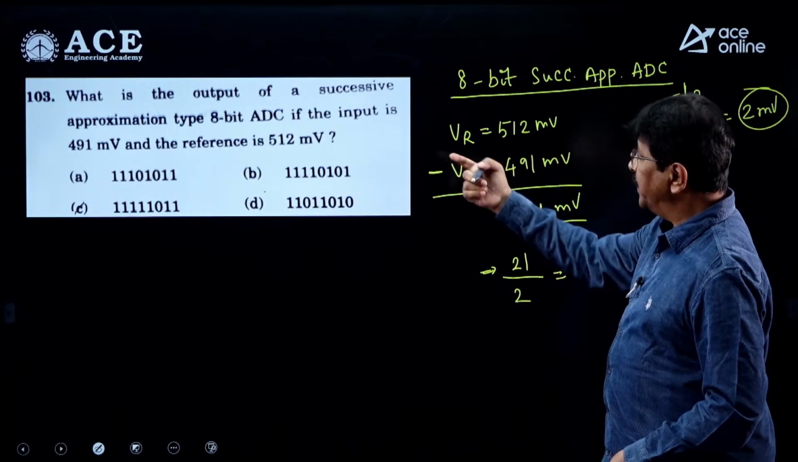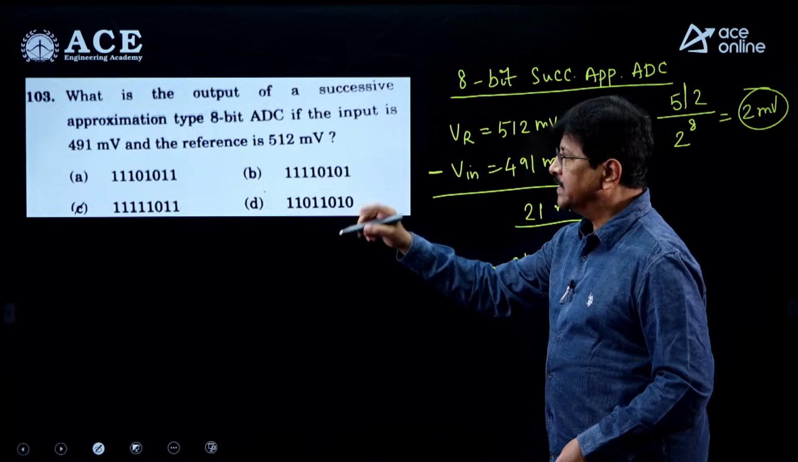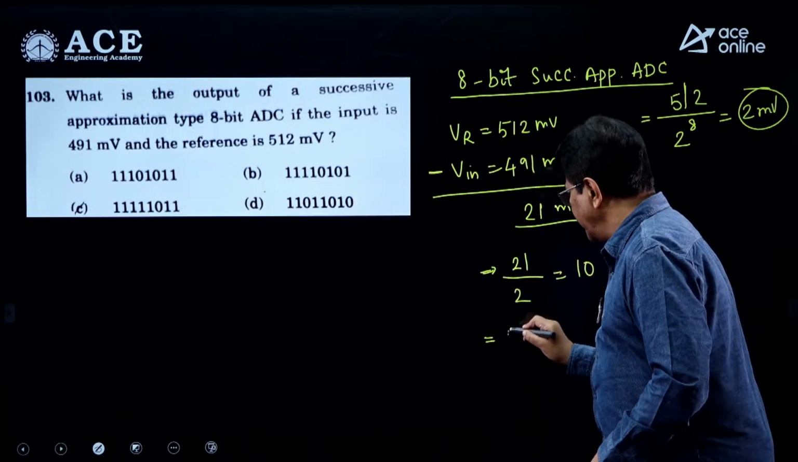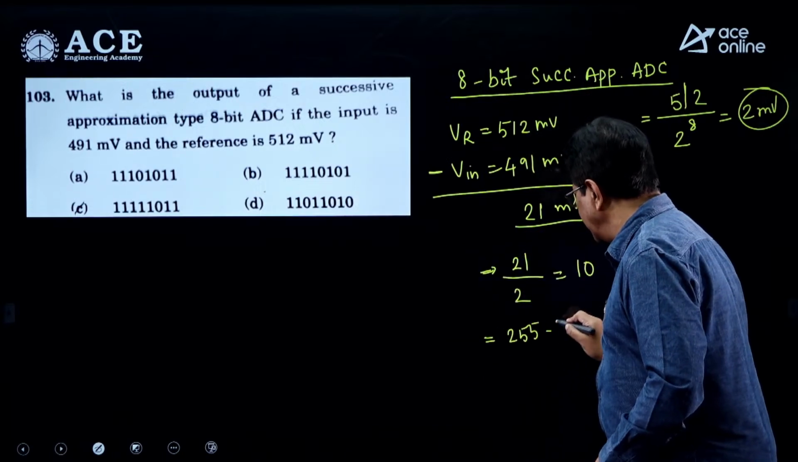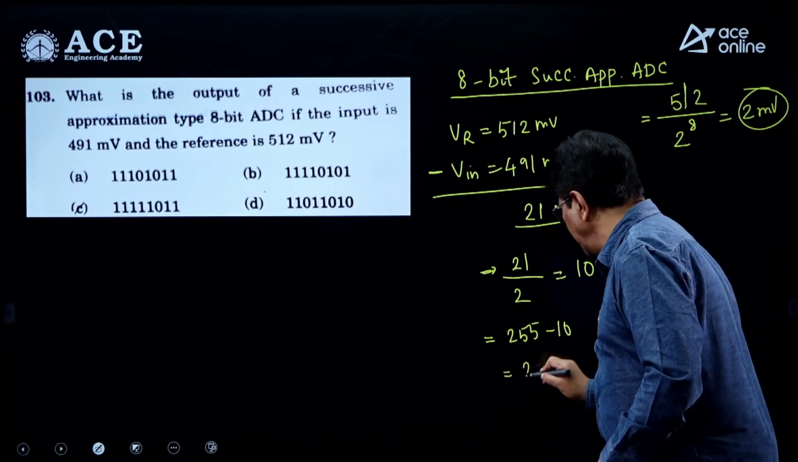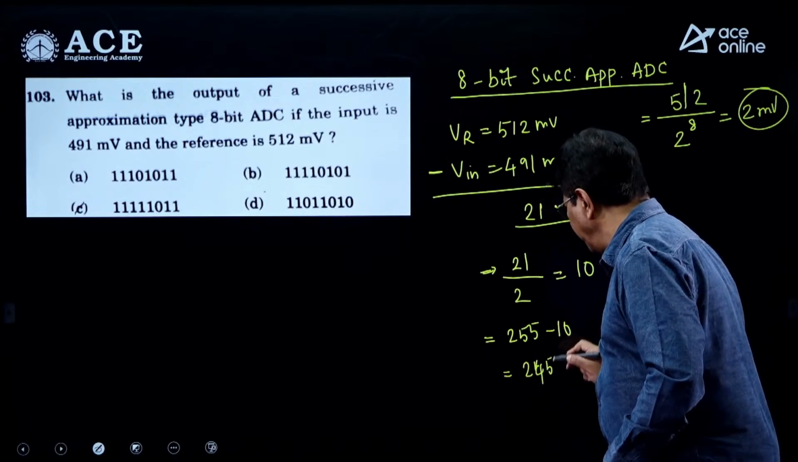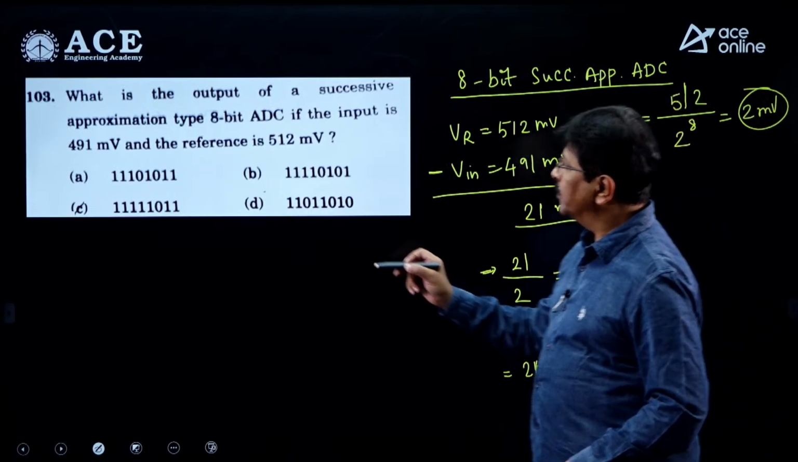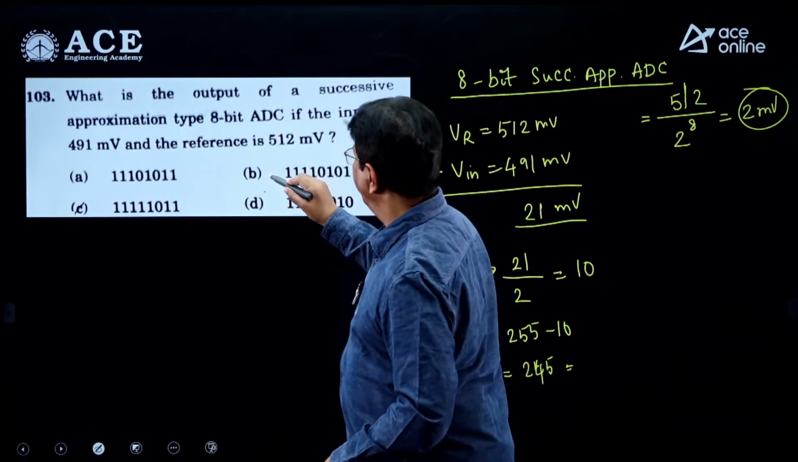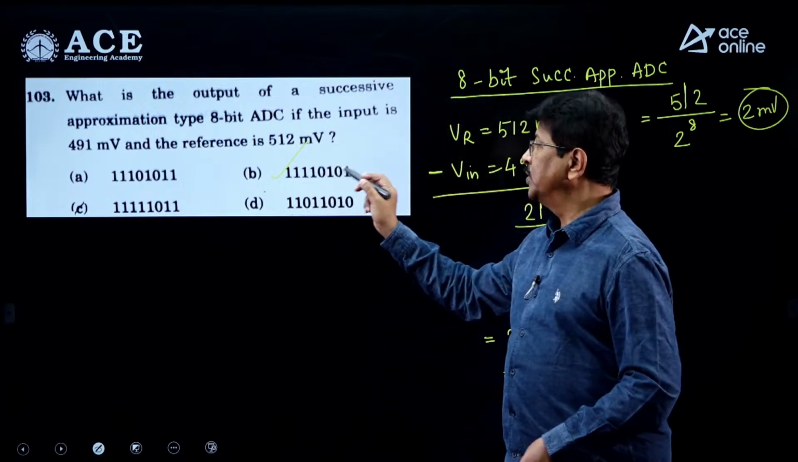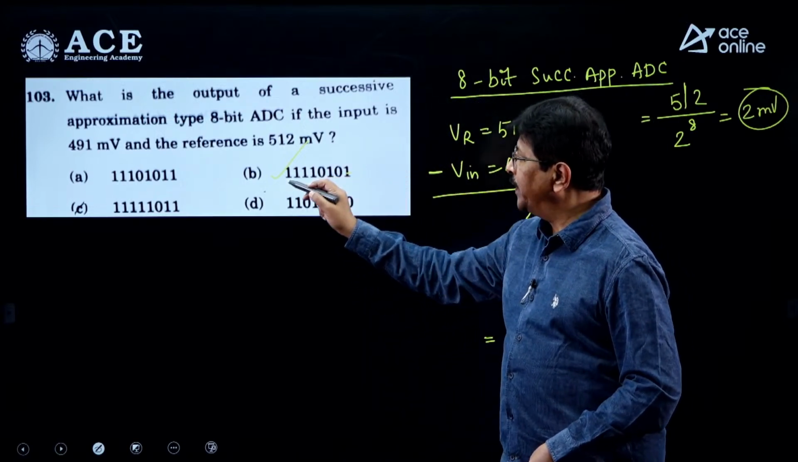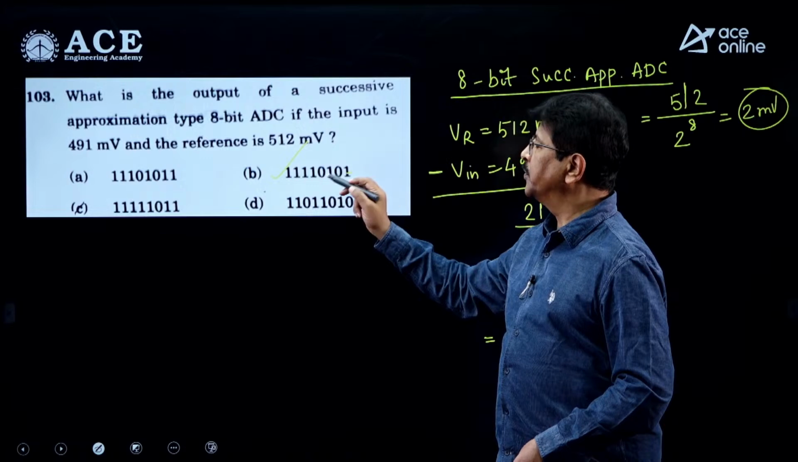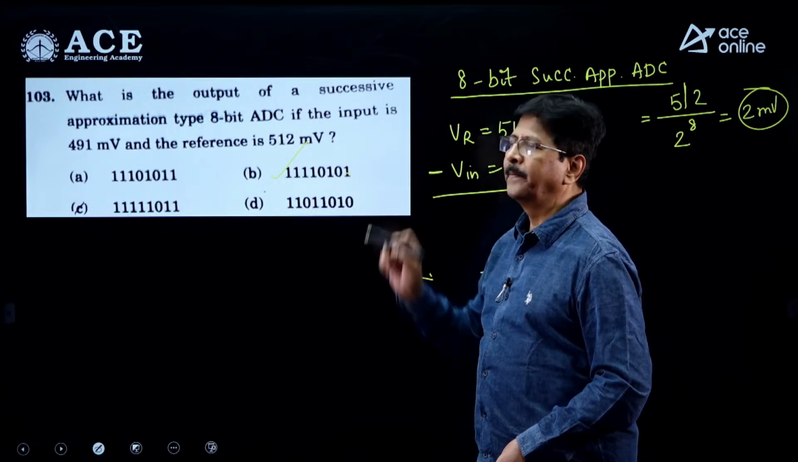So the output is going to be the maximum value minus 10, that is 255 minus 10, which is going to be 245. So that's approximately 244. So the output is going to be 11110101, it is nothing but 255 minus 10, equal to 245.